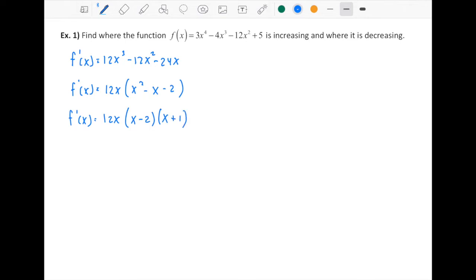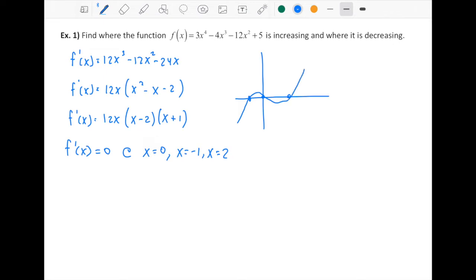All right. Now, thinking back, what do I know about polynomials? Our first derivative is a cubic polynomial. I can see that our derivative is 0 at x equals 0, x equals negative 1, and x equals 2. So my first derivative is going to look something like that. y equals f prime of x.